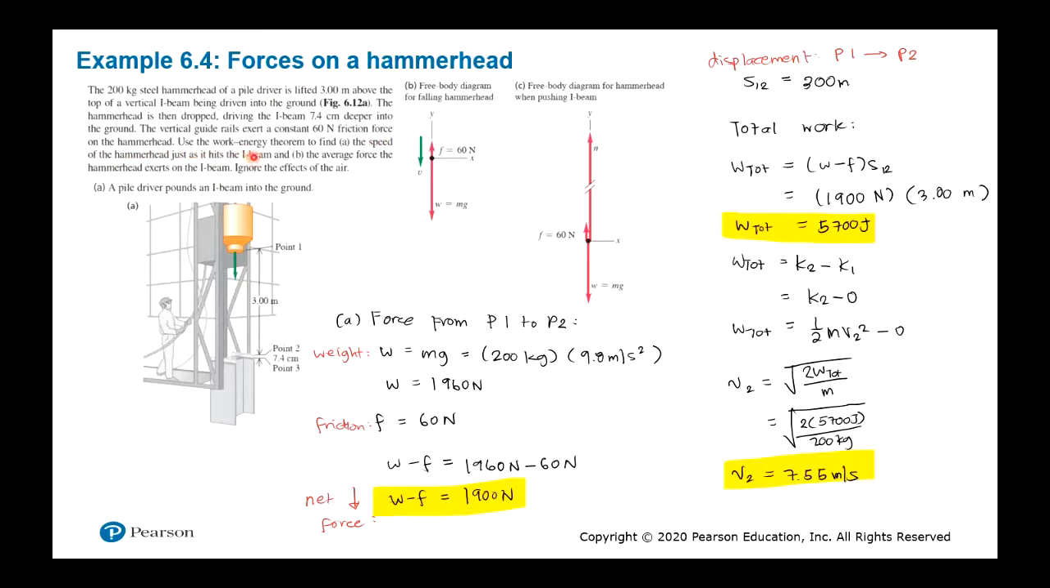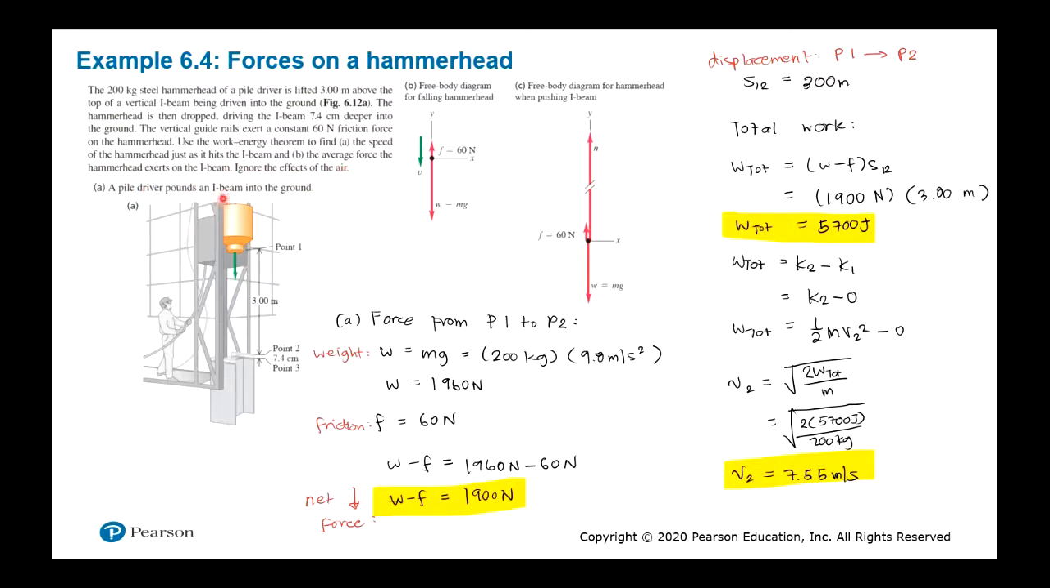So use the work energy theorem to find A, the speed of the hammerhead just as it hits the I-beam. And then B, the average force the hammerhead exerts on the I-beam. Ignore the effects of the air.